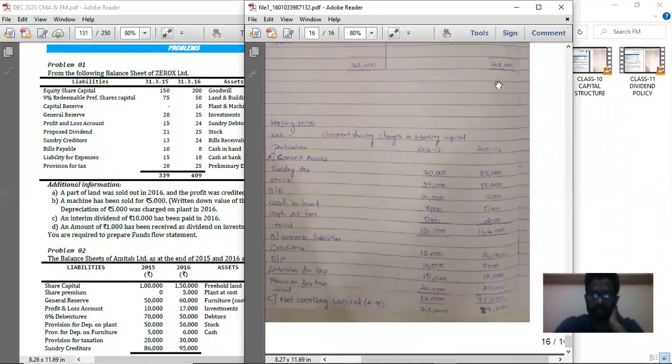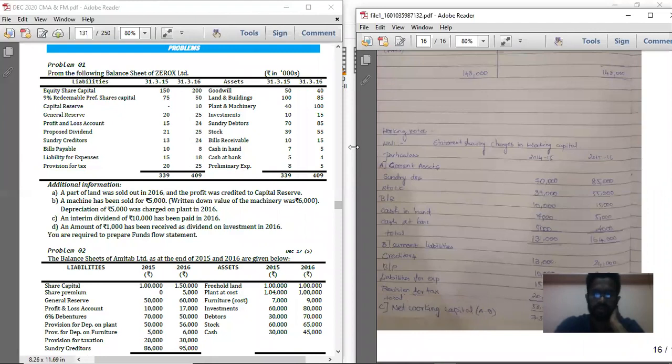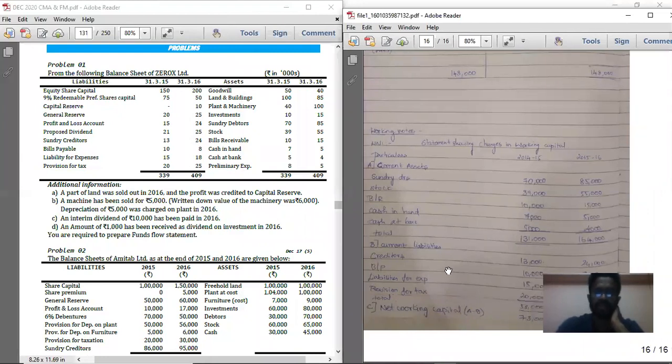Now just calculate what is working capital. Below that, capital C. The total current liabilities are 58,000 and 75,000. Below that capital C, net working capital, within bracket capital A minus capital B.